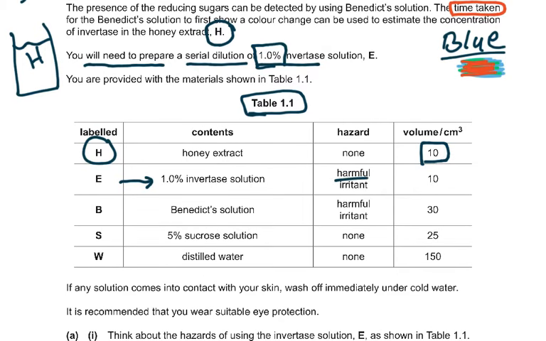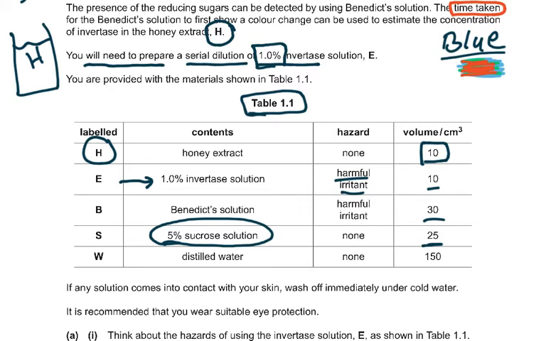It's harmful, it's an irritant, because enzymes, if they touch your skin, they could damage your skin. And that's again 10 cm cube. B is the Benedict solution, it's 30. S is the 5% sucrose, and this is 25. Always look at the volume, because you should have used most of the volume. And W is the distilled water, that's fine.